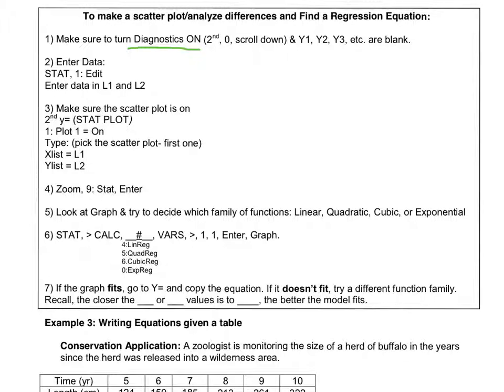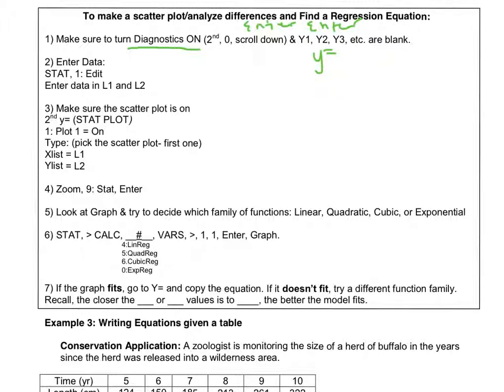And you do that by pressing second 0. It'll take you to the catalog. And then you scroll all the way down to the D's. And when you get to where it says diagnostic on, you press enter and enter. Okay, you have to press enter twice. Enter, enter. And then it'll say done. Then you need to make sure that y1, y2, y3, etc. are blank. So go to y equals, and whatever's in there, clear it out.